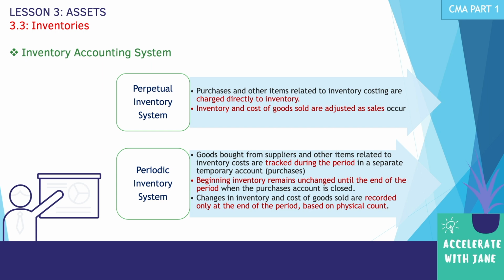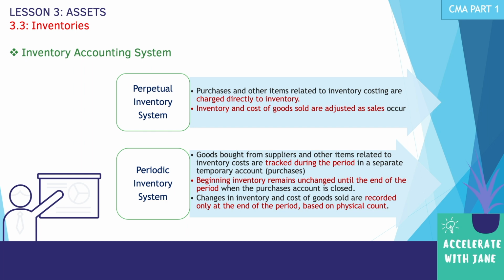So here, whenever a company purchases some inventory items, these are not immediately reflected in the inventory account balance. Rather, a company has a separate purchase listing to track all these inventory purchases. So basically, the beginning inventory remains unchanged, or the balance of the inventory in the accounting system is unchanged, until the end of the period. You might ask, how does the company reflect the changes in the inventory items, right? What happens here is that changes in inventory and cost of goods sold are recorded only at the end of the period, and that is when a company conducts a physical inventory count.